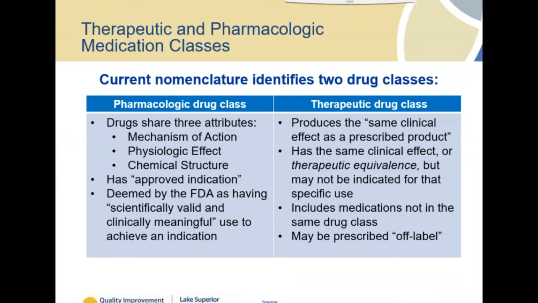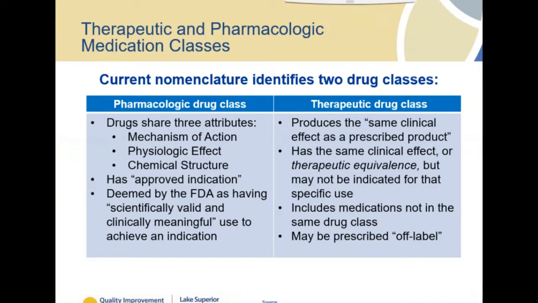In current drug nomenclature, medications are divided into two classes: the pharmacologic drug class and the therapeutic. Pharmacologic drugs have an approved indication for a diagnosis, and the Food and Drug Administration, or FDA, has deemed them scientifically valid and clinically meaningful to treat the indications for which they are prescribed. According to this definition, psychotropic drugs fall under the pharmacologic drug class. Medications in the therapeutic drug class are considered to have a therapeutic equivalence. This means that drugs elicit a therapeutic effect and may be substituted for one another with full expectation that the substitution will have the same clinical effect on the resident.